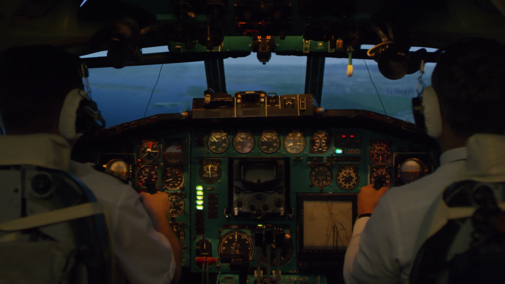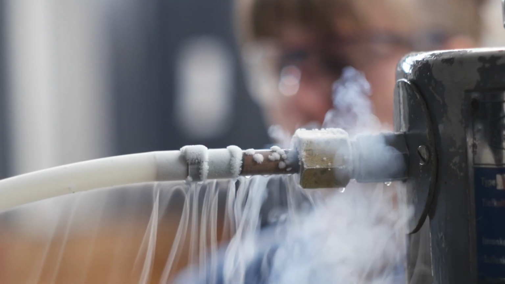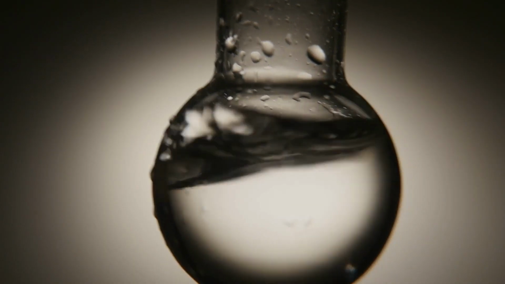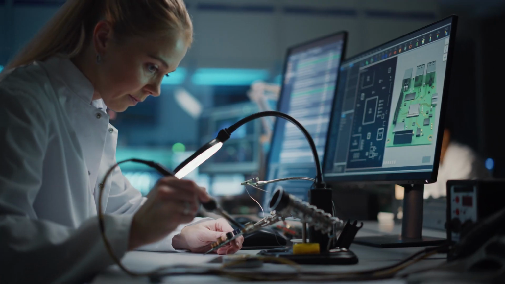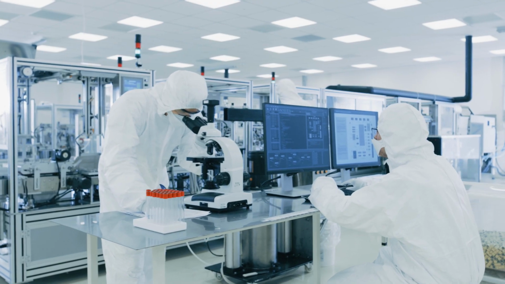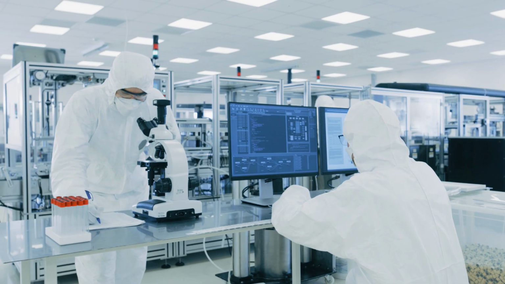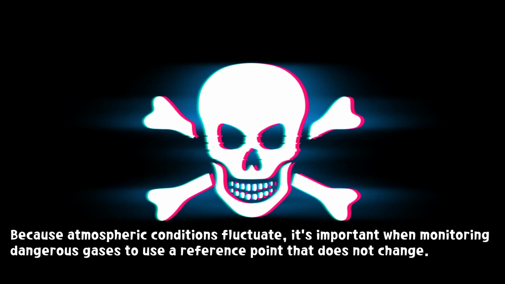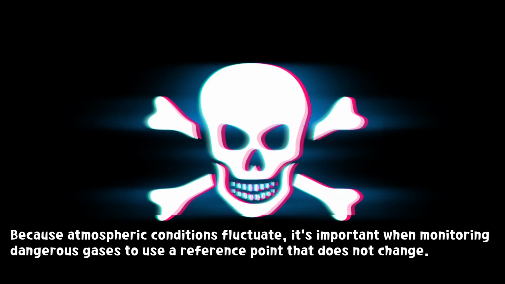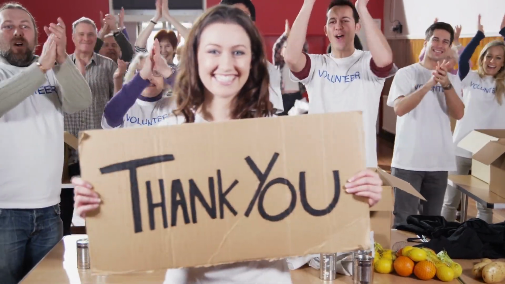Absolute pressure gauges, which have an internal vacuum chamber that is used as a reference for making pressure measurements, are found in numerous applications, including altimeters for aviation, monitors for liquid vapor pressure, distillation processes, HVAC, and semiconductor manufacturing. The pressure of dangerous arsine and phosphine gases used in the semiconductor manufacturing process must be carefully monitored during storage and transport. Because atmospheric conditions fluctuate, it's important when monitoring dangerous gases to use a reference point that does not change.